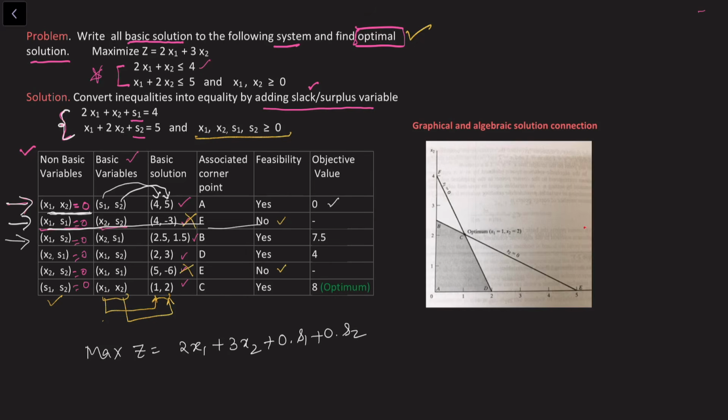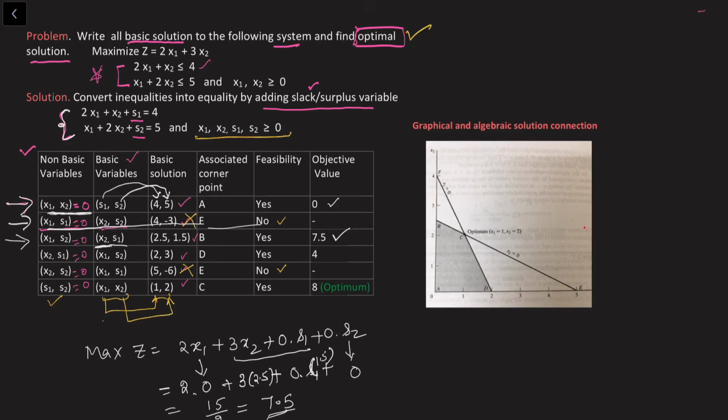But look at the third case. In the third case x1 is 0, it is non-basic, and s2 is also 0. So these two values are gone, but it depends upon x2, s1. But s1 cost is also 0, so it finally depends on only x2. x2 is 2.5, so 3 into 2.5, and the value for s1 we can even put this is 1.5, although it doesn't make a difference. So this is 2.5 into 3, so this value is 15 by 2, and 15 by 2 will give me 7.5, and that is why I have written here 7.5.